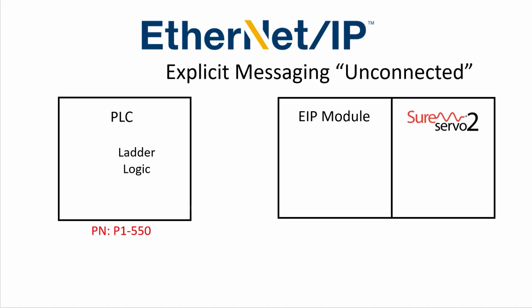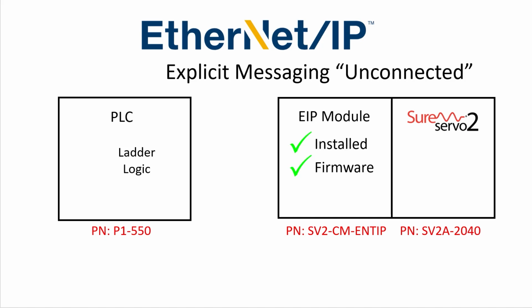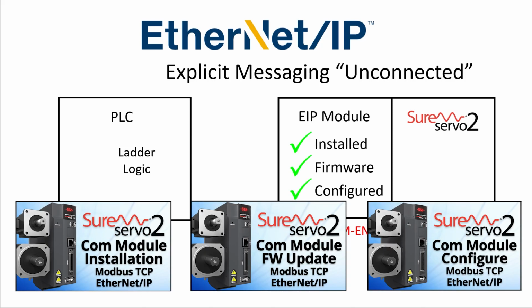I have this AutomationDirect Productivity PLC connected to this SureServo2 drive's EtherNet/IP module like this. This video assumes you've already connected the EtherNet/IP module to the drive, have the most recent firmware in the module, and have configured the module for your network. Check out these videos if you need help with any of that.